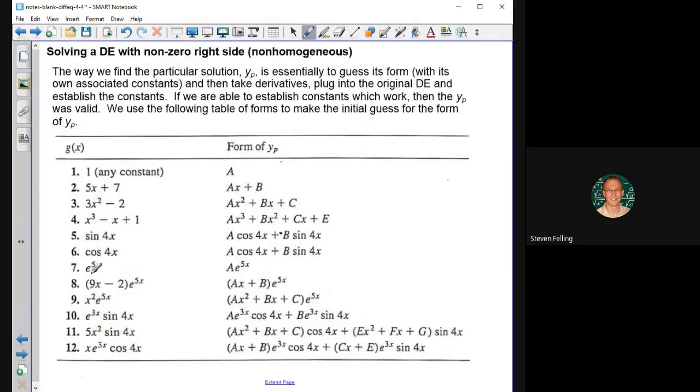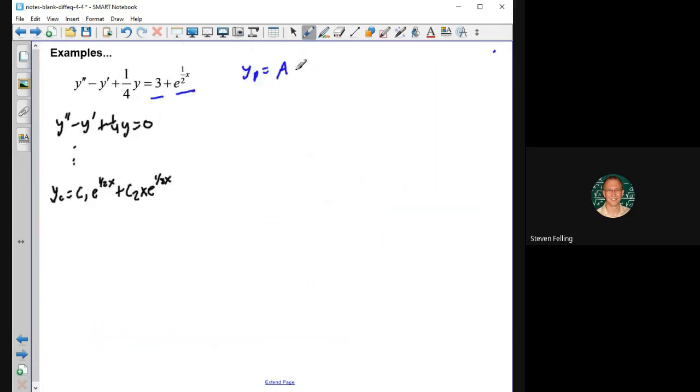And then for e to the 1/2 x, let's look through here. We have e to a power of x. So this is just going to be a constant times e to the power of x, right? So I've already used the a constant, so I'll use b, but it's the same exponential with a constant attached, right? So we'll call the next constant b. So we're going to add b times that same exponential, e to the 1/2 x.